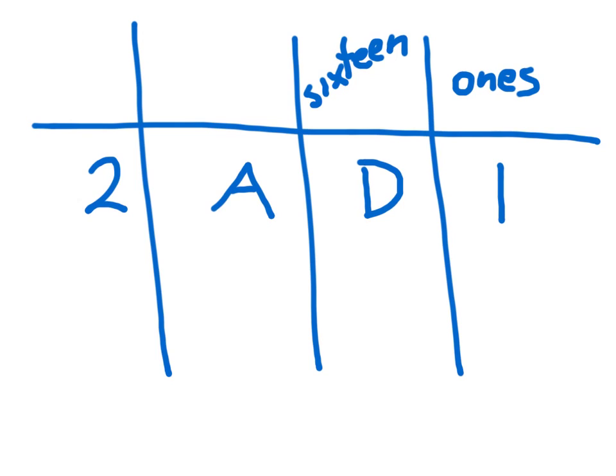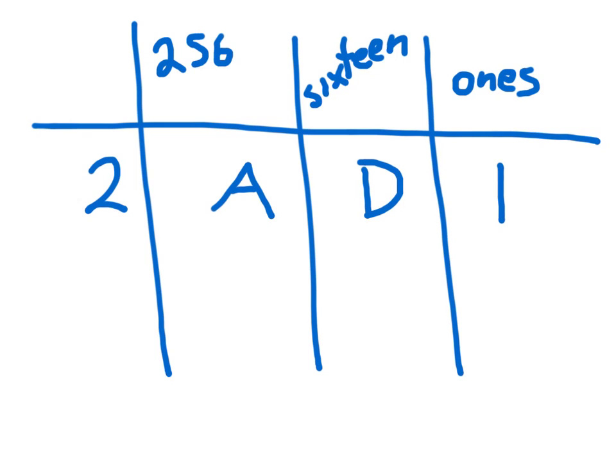So remember, in base 10, every column is 10 times bigger. In base 2, every column is 2 times bigger. In base 16, it's going to be 16 times bigger, which means the next column is going to be 16 times 16, which is 256. And just for simplification, I'll write out 256 like this.